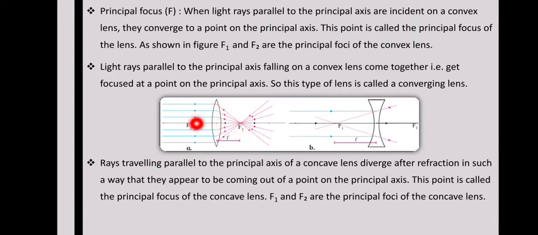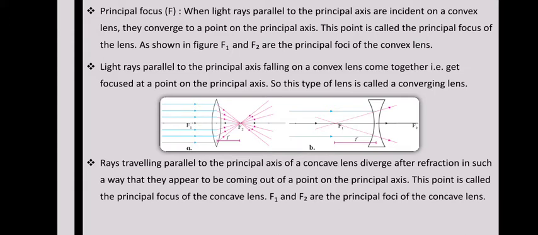See here, the black one is the principal axis. Now you can see that at one point they are all coming together, this point denoted as F2. This point is called the principal focus of the lens. Can you see this F2? As shown in the figure, F1 and F2 are the principal foci of the convex lens. Followed?